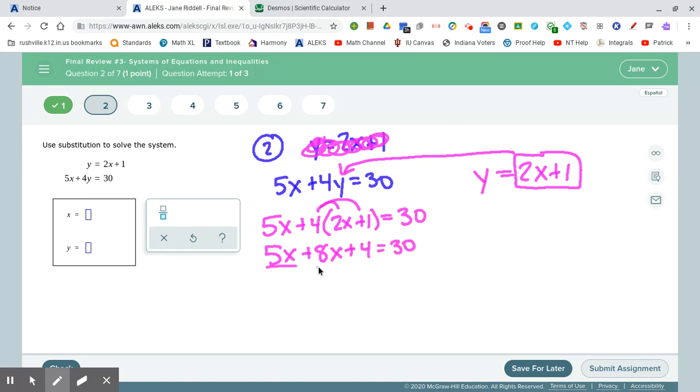So I'm going to combine my like terms. So 5x plus 8x is going to give me 13x plus 4 is equal to 30. And then I'm going to subtract 4 on both sides. That'll leave me with 13x, because these cancel out, equals 26. Then divide both sides by 13. And we get that x equals 2.